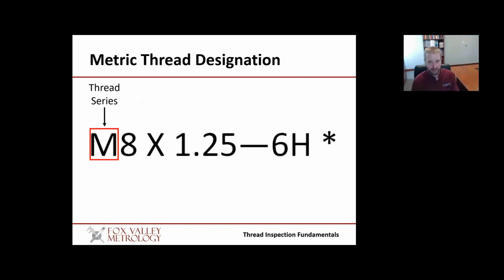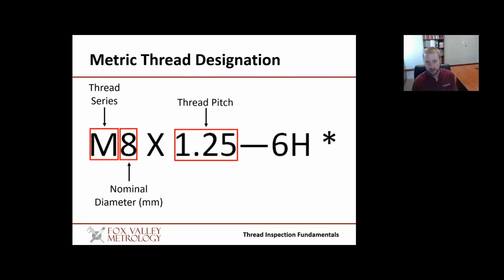The next nomenclature callout on here is the nominal diameter. This is pretty much the same as what was given in the imperial system, in that it is a theoretical diameter. However, the only subtle difference here is that it is listed in millimeters.